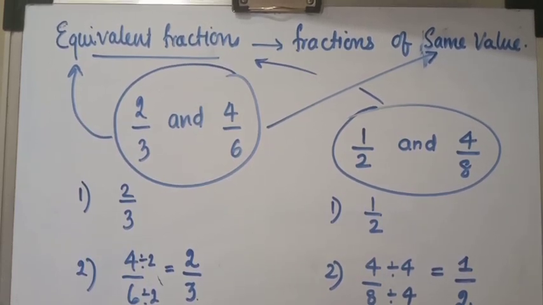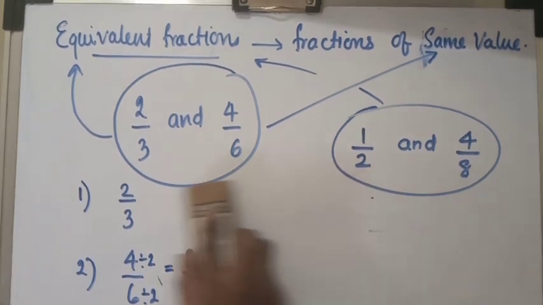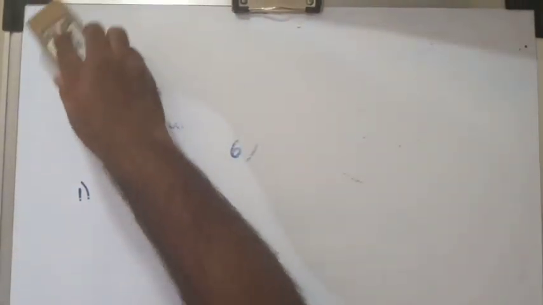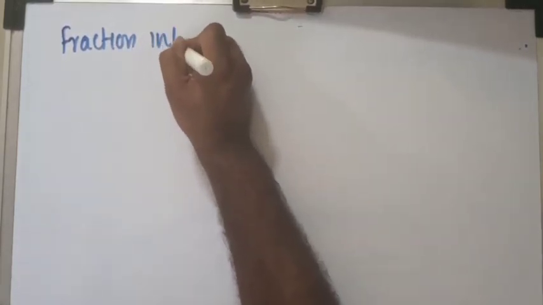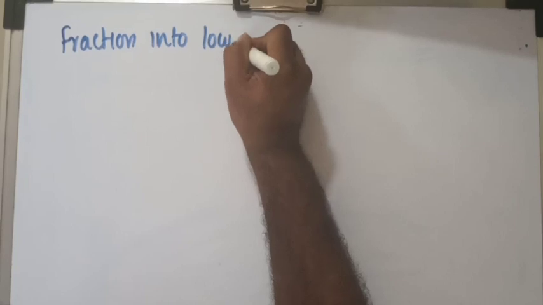So children, I'll be giving you some examples to practice wherein you have to convert the number into equivalent fractions. I'll be giving you some guided examples. Okay children, next we are going to learn how to convert a fraction into its lowest term. Converting a fraction into its lowest terms.